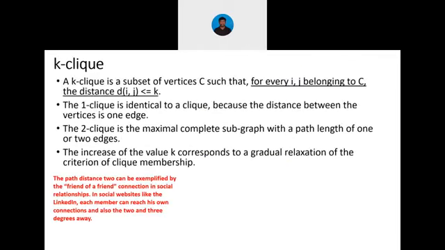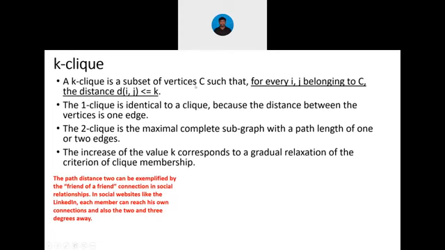Okay. So what is meant by K-clique? A K-clique is a subset of vertices C, such that for every i, j belonging to C, the distance, we have studied the distance, right? The distance of i comma j is less than or equal to k.